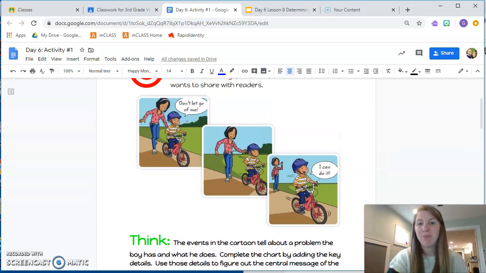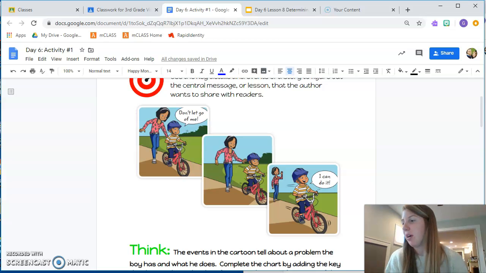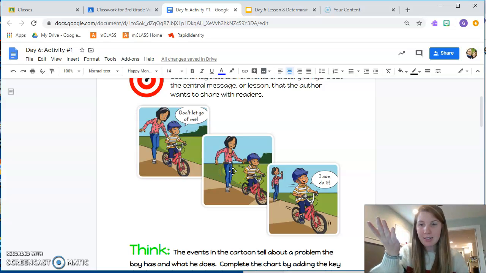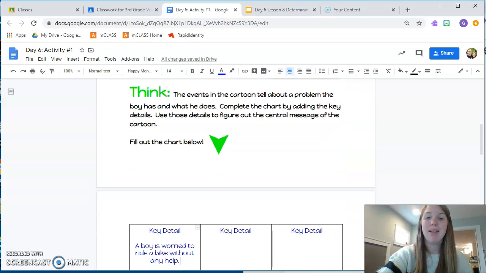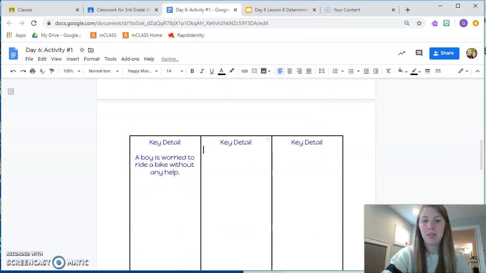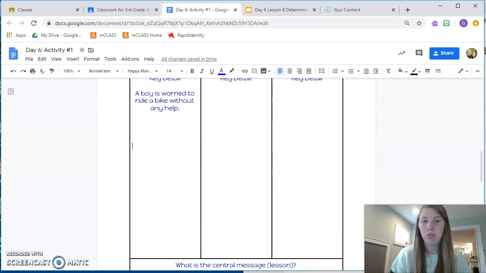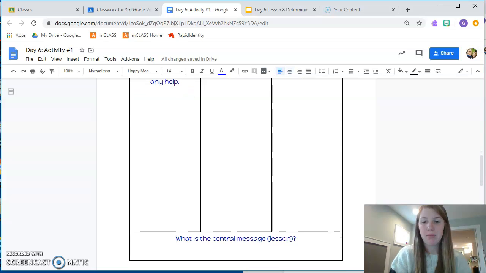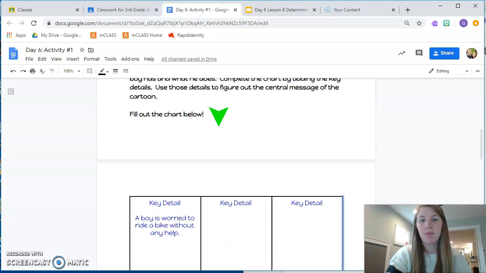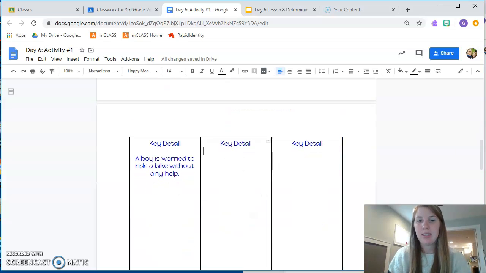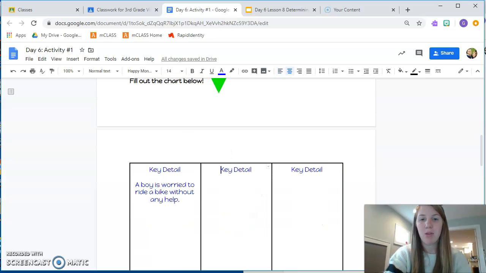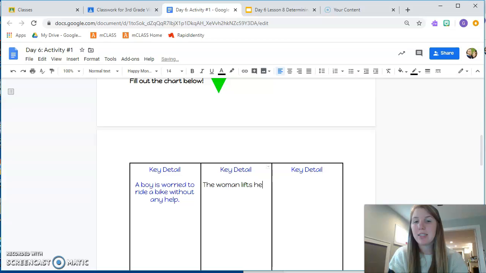Let's look at the second picture. Do we think he's still worried? What happens here? The woman does what with her hand? She takes it away. Let's write that detail down. The woman lifts her hand off the bike.